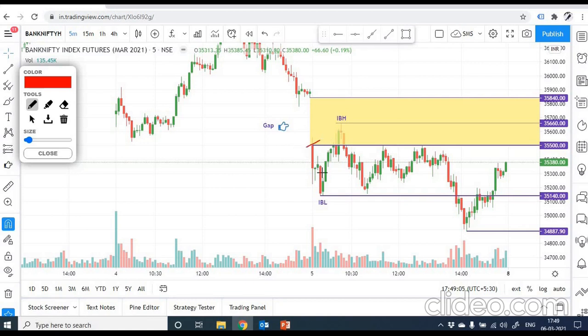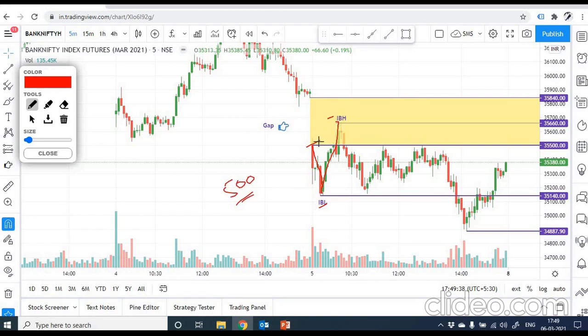We started moving down, and in the process we created a low of about 35,140, and then we started moving up. This is 35,660, and I have marked that range. So in the first hour we made a low of 35,140 and a high of 35,660. So clearly a range of about 500 points. Definitely this is a wide range. This is the first hour high and first hour low.